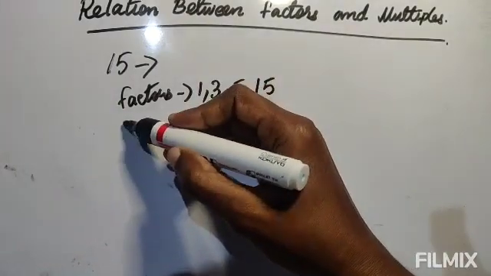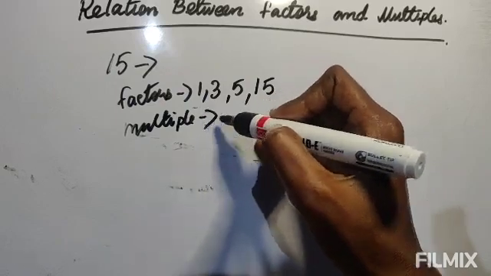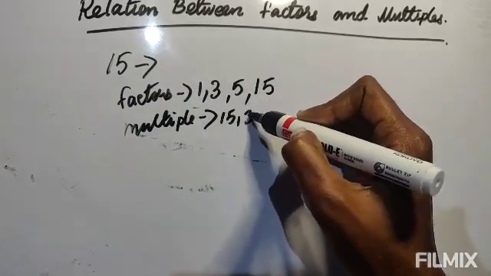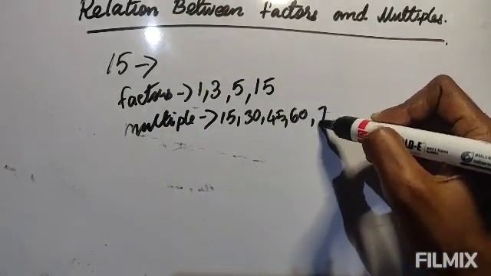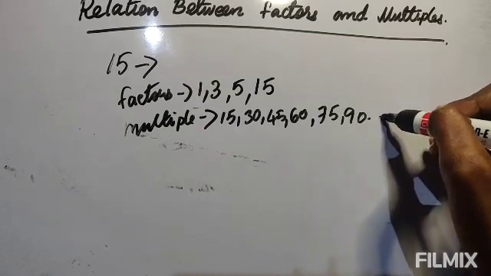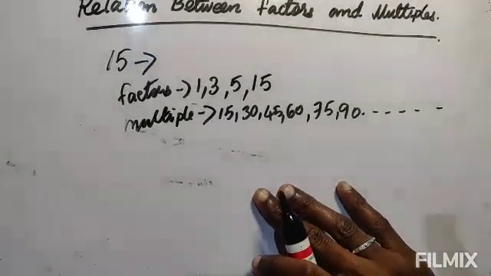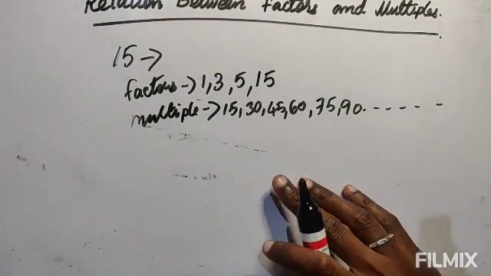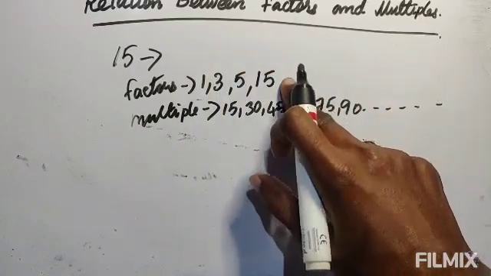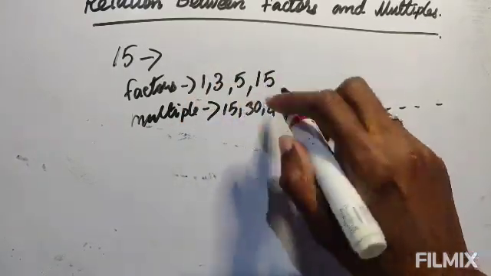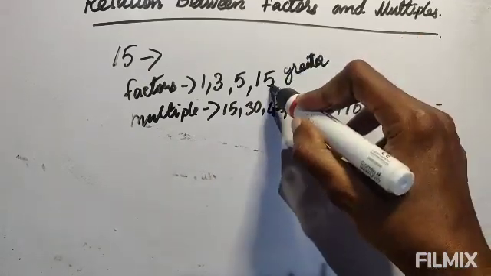Now if you write the multiples of 15, so 15, 30, 45, 60, 75, 90, and it will go on like that. So it is non-stop. Now if you look at the number 15, its factors and multiples, you see here the biggest factor of the number is the number itself.